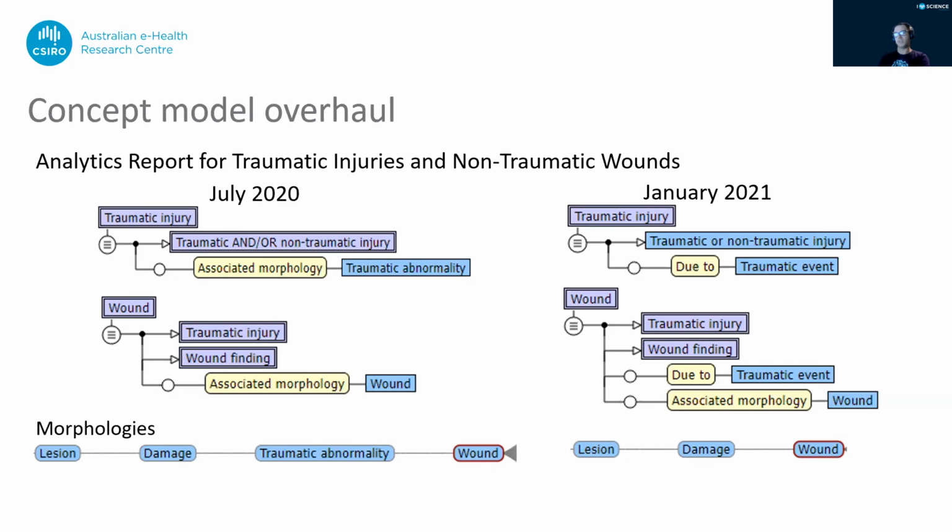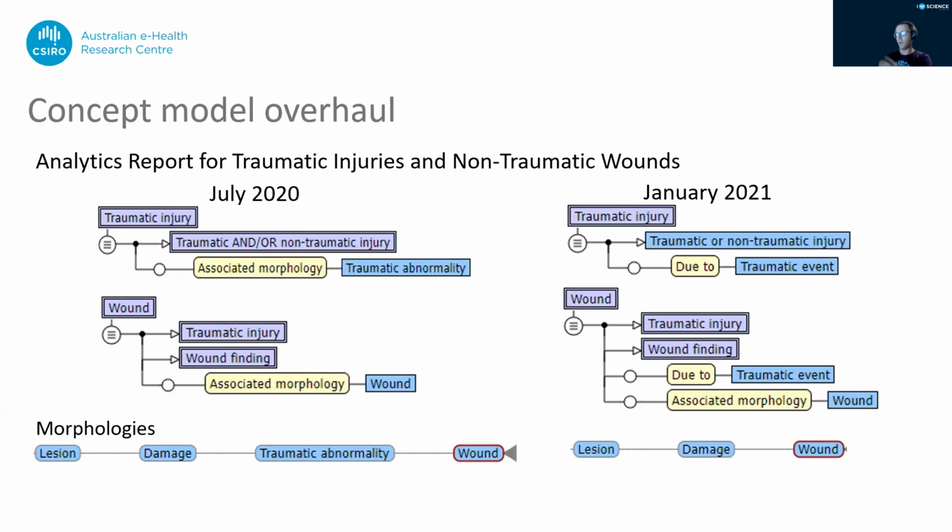It really all comes down to the morphology hierarchy. You can see it just looking at the traumatic injury concept. The model of traumatic injuries changed in that period from, I guess, overloaded morphologies to being conditions that were due to a traumatic event. But again, both concepts are active, so that's not going to be detected if you're looking for inactive concepts.